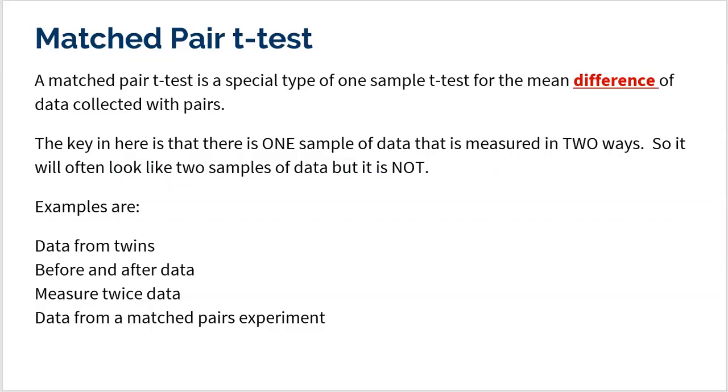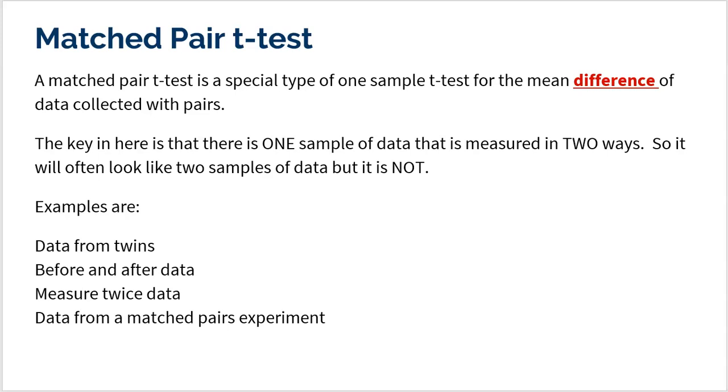So let's first talk about what exactly a matched pair t-test is. A matched pair t-test is a special type of one sample t-test for the mean difference of data collected with pairs. The key in here is that there is one sample of data that is simply measured in two ways. So it will often look like there's two samples of data, but it is not. In the upcoming topics, 7.6, 7.7, 7.8, and 7.9, we are going to examine the difference between two samples.